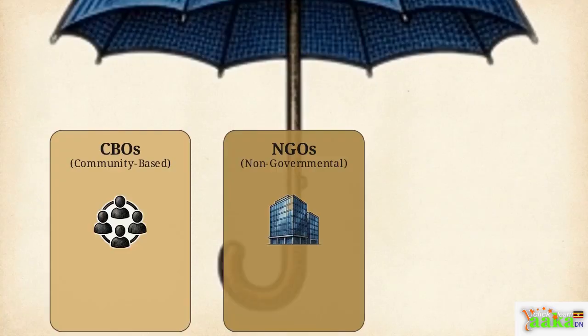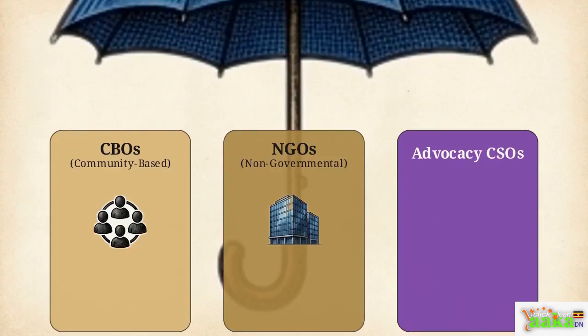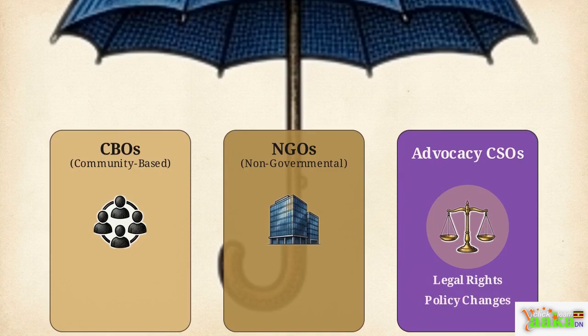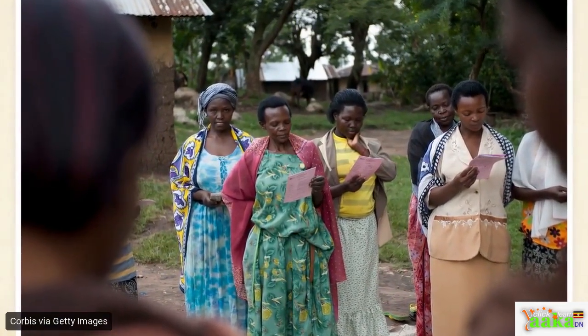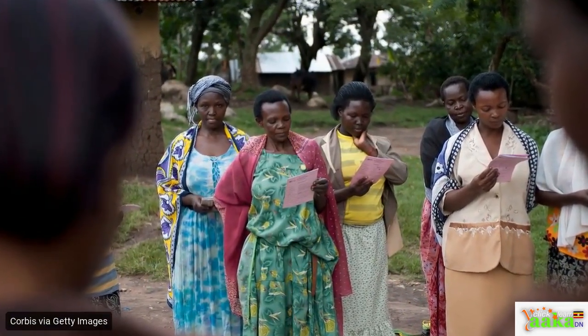The third pillar is the advocacy CSO. These groups do not build physical things like wells or schools. Instead, they focus on the software of a country, teaching citizens their legal rights and lobbying the government for policy changes. Organizations like FIDA Uganda perform this advocacy role by providing free legal representation.